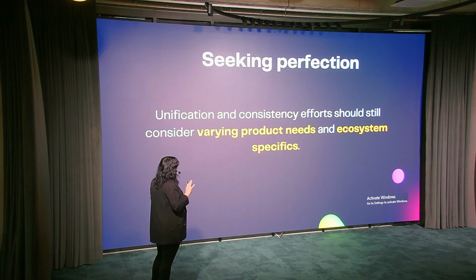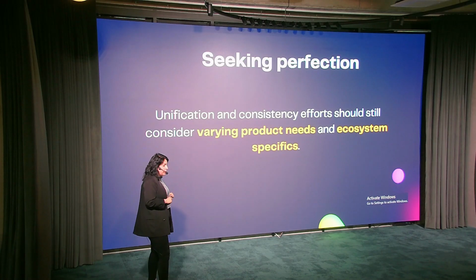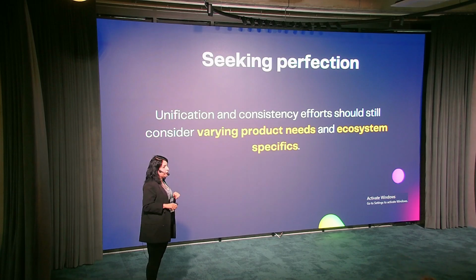Cool. So another common mistake, seeking perfection, especially when it comes to seeking unification and consistency efforts. I think one of the biggest mistakes we often make is we try to implement processes or we try to create consistency without considering the differences in the ecosystem. It could be product specifics, it could be function specifics, just kind of disconnected from the reality.